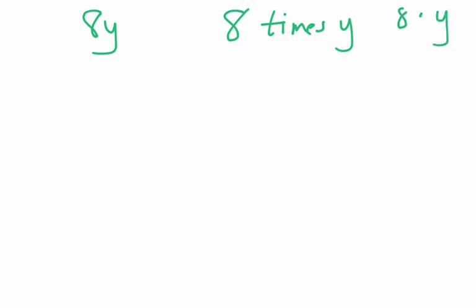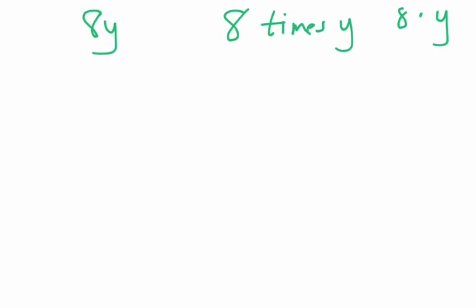So this would be an example of an algebraic expression. So we have the number 8, and then we have the variable y. And it's really important to know what that means. That means 8 times y, or 8 times, we might use the dot for multiplication. So that is implied multiplication. You're taking 8 and you're multiplying it by some unknown number y.